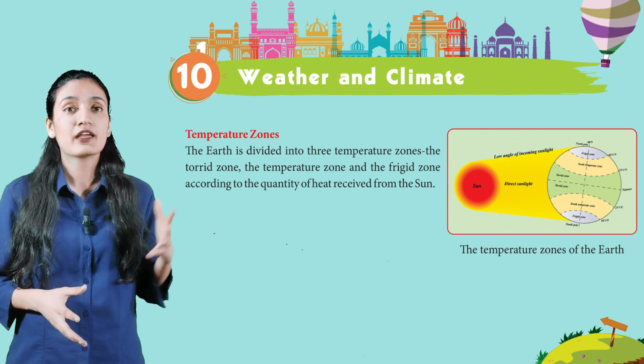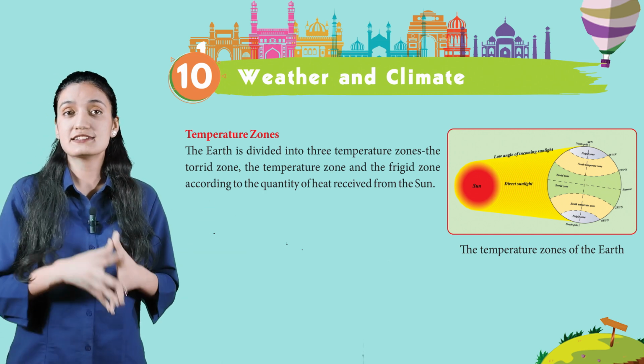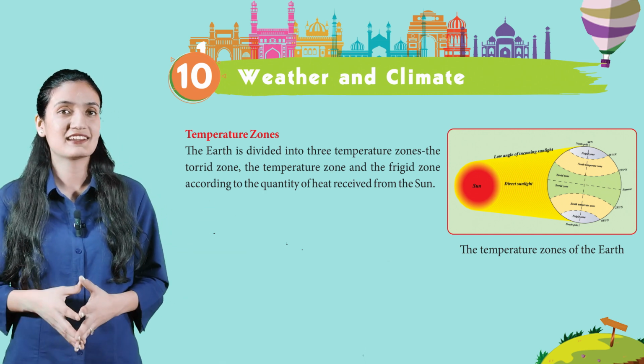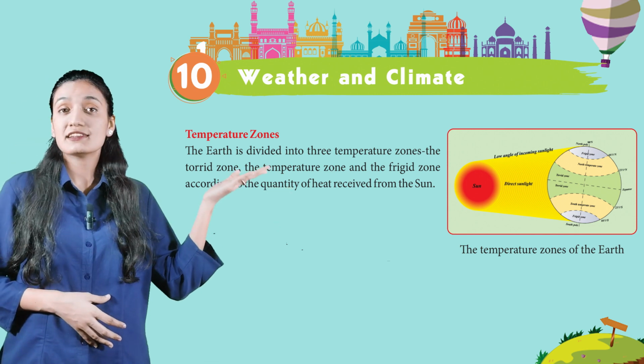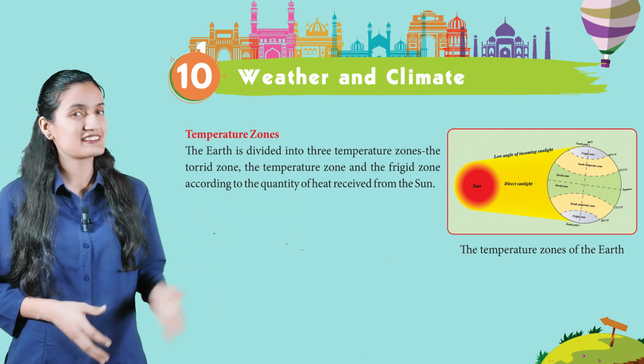according to the quantity of heat received from the sun. Here you can see the picture, the temperature zones of the earth.